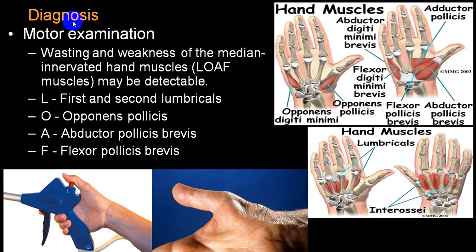So diagnosis in motor examination: wasting and weakness of the median nerve innervated hand muscles. In general, it is called LOAF. L for lumbricals, that is first and second lumbrical muscles. O for opponens pollicis. A for abductor pollicis brevis, and F for flexor pollicis brevis. So these muscles are affected, and that produces typical wasting and absence of those movements. These are the different muscles which will be affected because they are supplied by the median nerve.